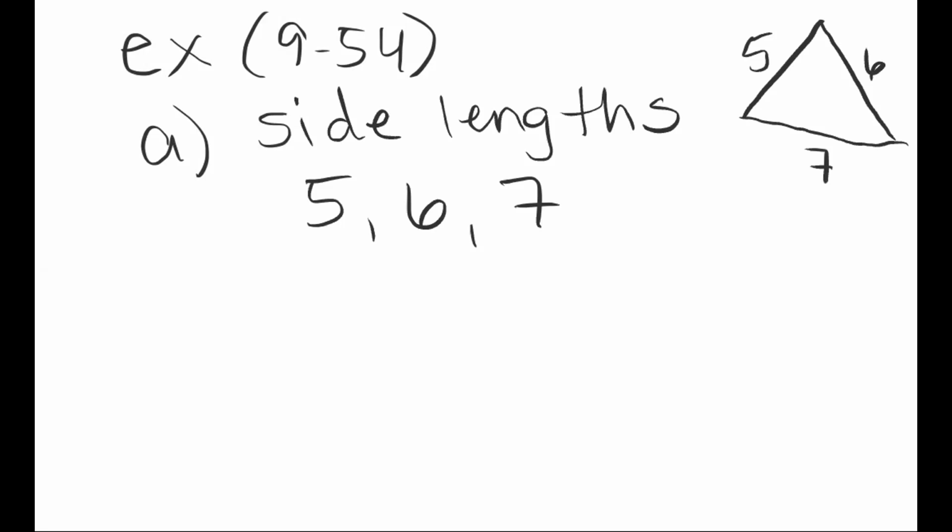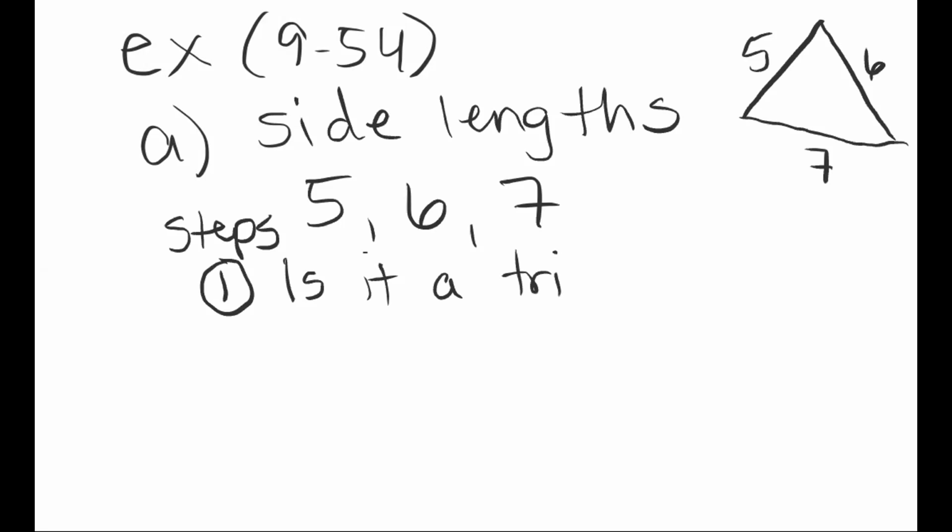The first thing that you need to do, so I'm going to go ahead and give you guys some steps. The first thing that you have to do is figure out, does it even make a triangle? I can give you different side lengths and it not even make a triangle. And if it doesn't make a triangle, then you can't figure out if it's acute or obtuse or right, because it's not even a triangle to begin with. So the first step is: is it a triangle? And in order for you to do that, you just have to add the side lengths to figure it out.